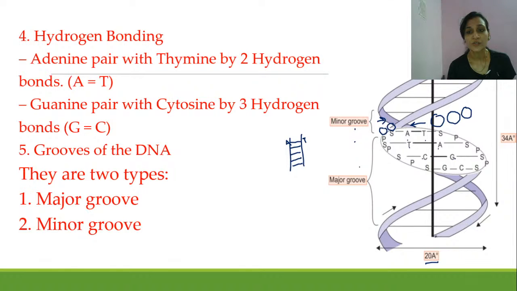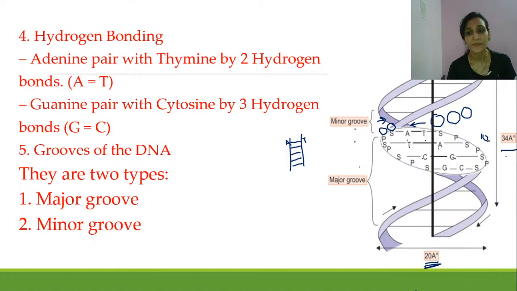So you should remember that the length of a complete turn is 34 angstrom and the width of the genetic material is 20 angstrom. Then in this complete turn, how many nucleotides are there? In a complete turn, there are 10 nucleotide base pairs.